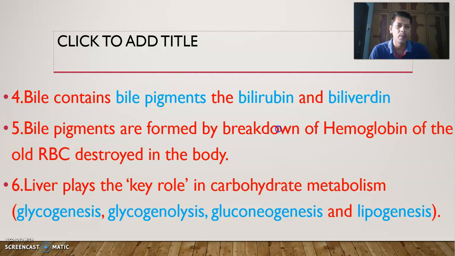Bile pigments are formed by the breakdown of hemoglobin of old RBC destroyed in the body. Every day, 10 into 10 to the power of 12 RBC are destroyed. The lifespan of RBC is 120 days.